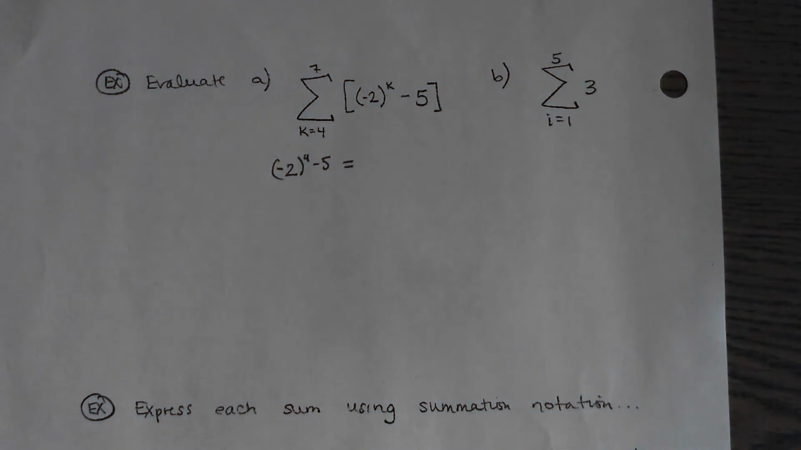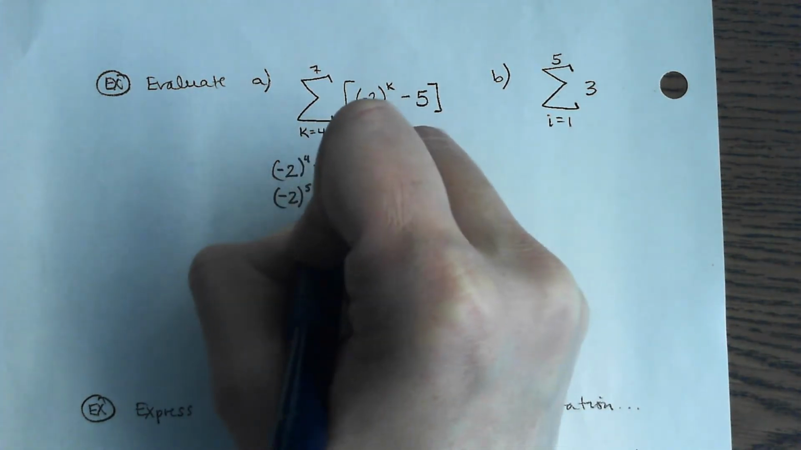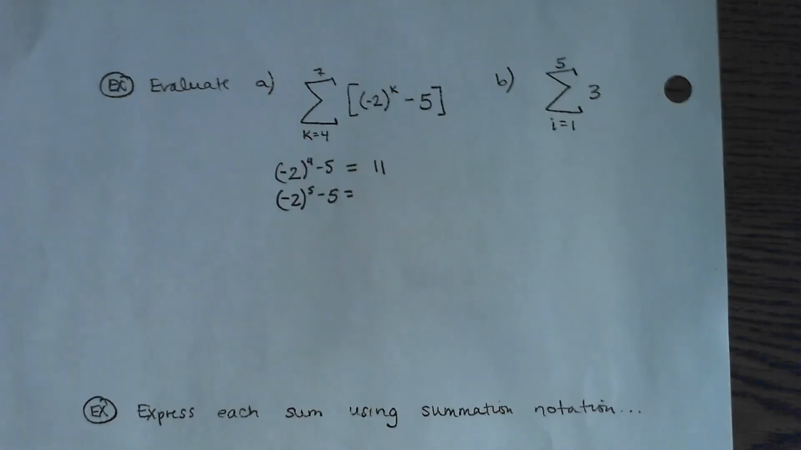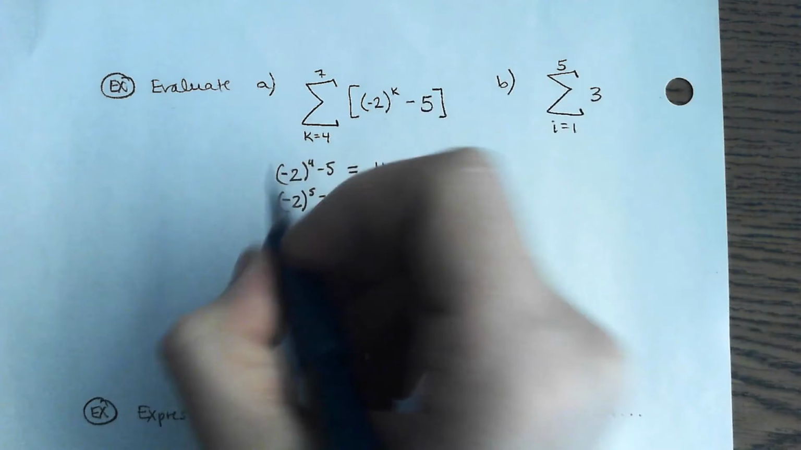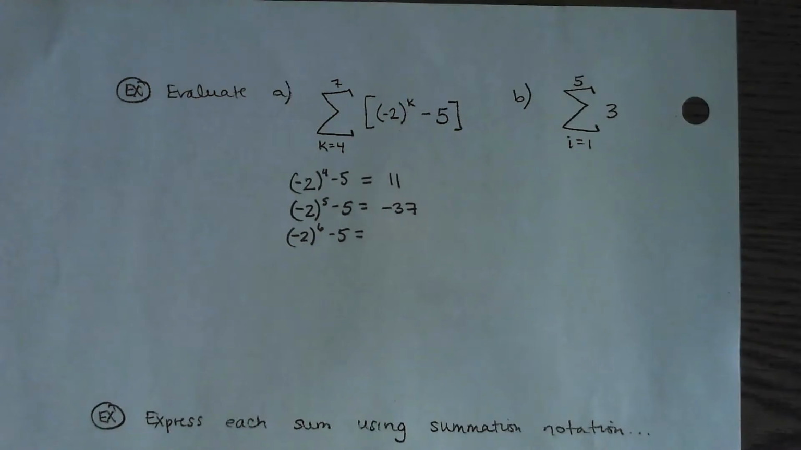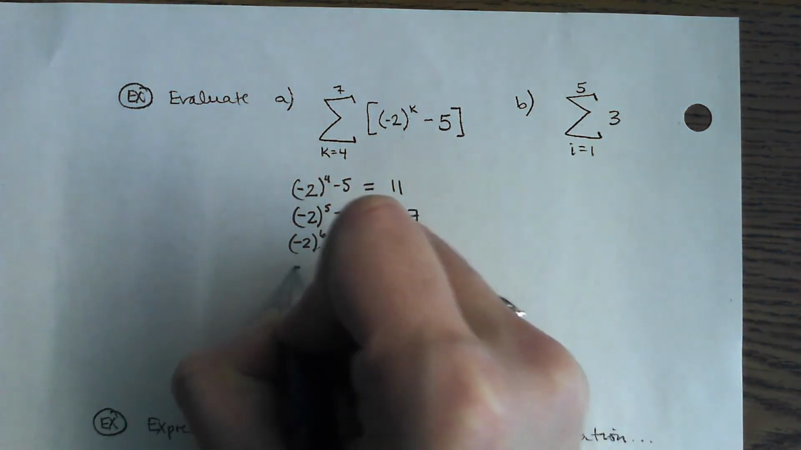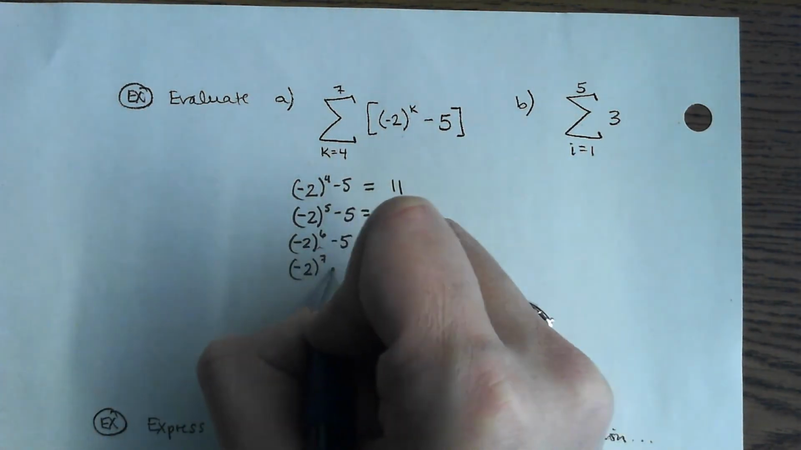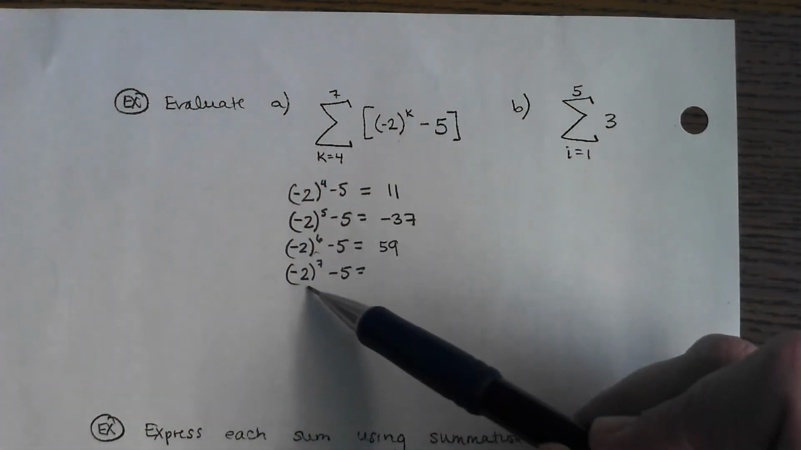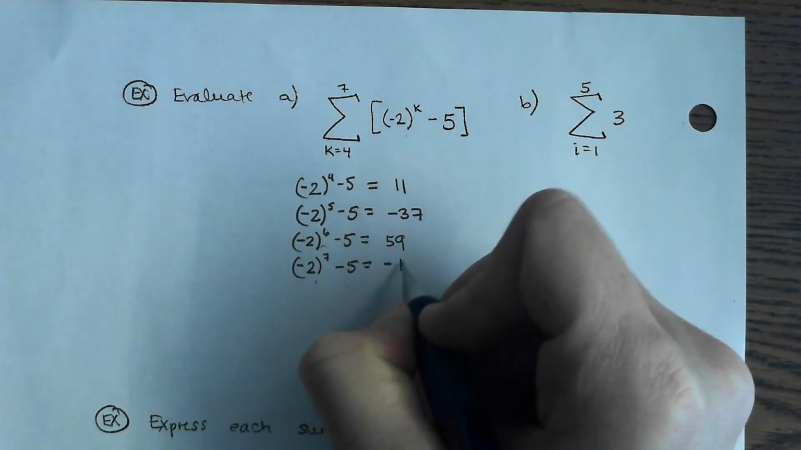So when you plug in a 4, you're going to get 16 minus 5, which is 11. When you plug in a 5, you're going to get negative 32 minus 5, which is negative 37. Plug in a 6. You're going to get 64 minus 5, which is 59. And plug in a 7. Negative 128 minus 5 is negative 133.